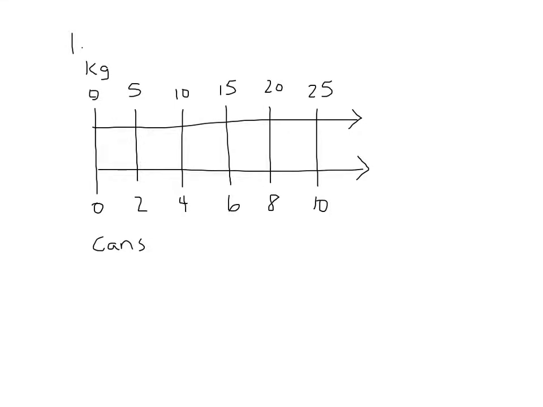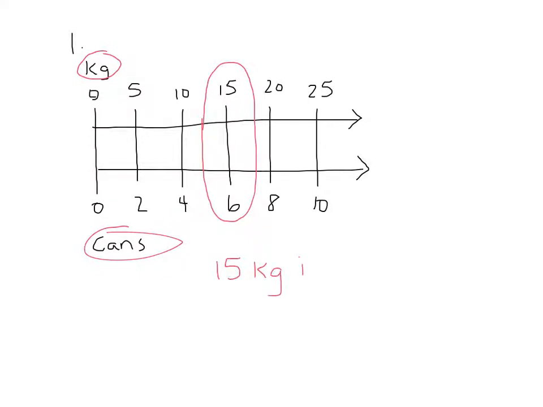Alright, so number 1 looks like this, and your directions for numbers 1 and 2 are to write a rate that represents the situation. So this should really be the easiest problems that you have, because you can pick any of these rates. We have kilograms, and then we have cans. So our ratio would be kilograms to cans. Let's say I pick this one right here. So what I would write for my answer is 15 kilograms in 6 cans. That's one example as an answer.